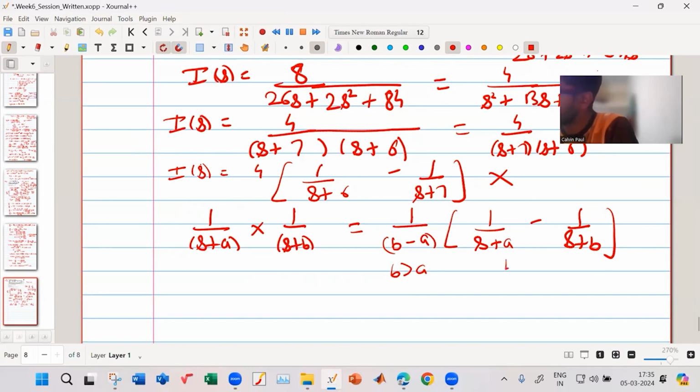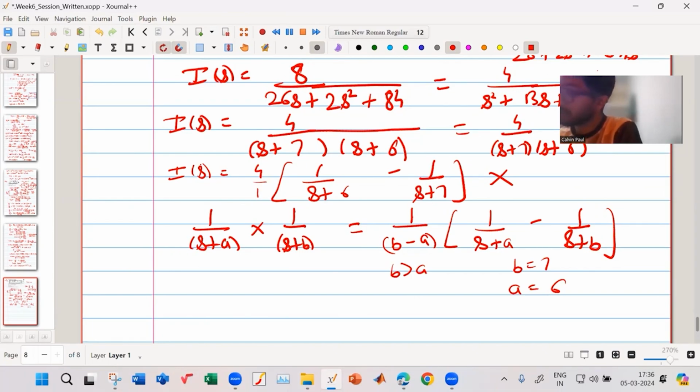In our case, B is equal to 7 and A is equal to 6. That is why I have 7 minus 6, which is 1. So it comes out to be 1. 4 divided by 1 into 1 upon S plus 6 minus 1 upon S plus 7.